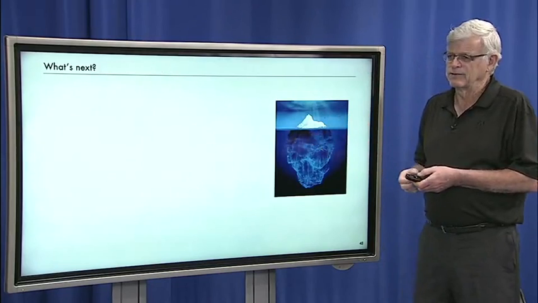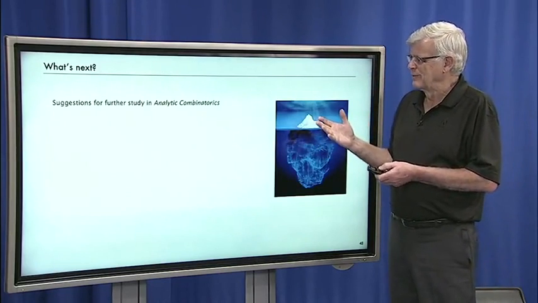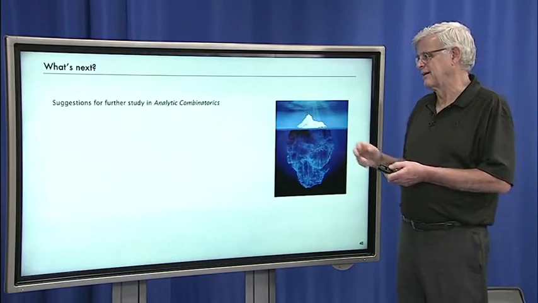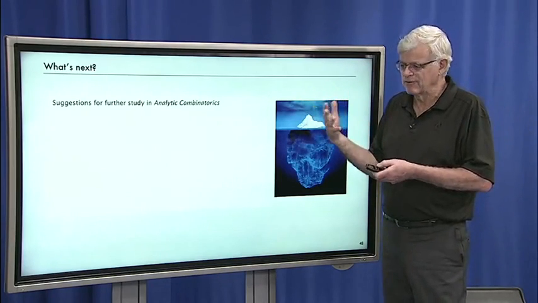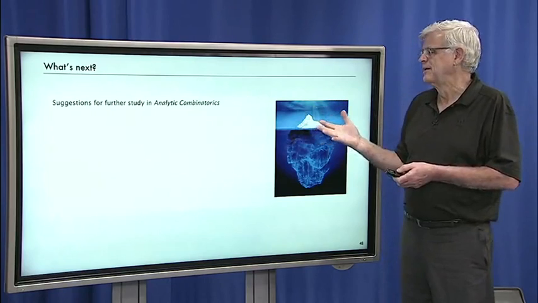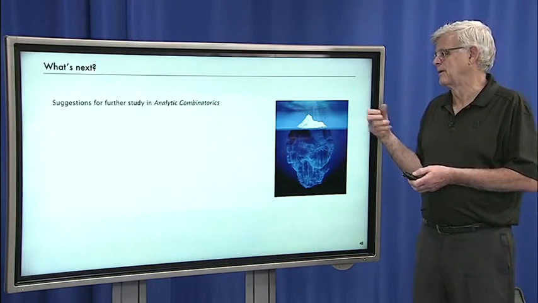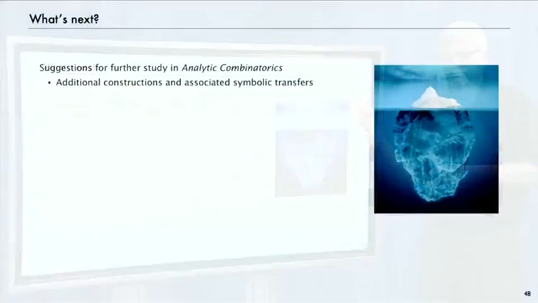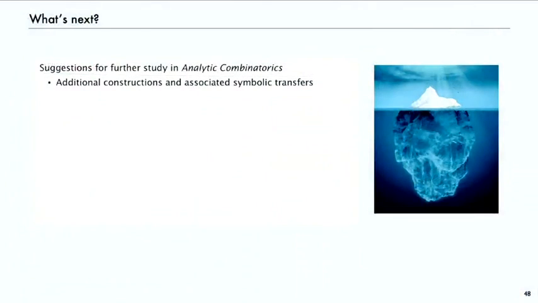So then the question is, what's next? We've only really looked at the tip of the iceberg, and this is an introduction to analytic combinatorics. And there's quite a bit more in the book and in the research literature for further study. So we only covered the basic constructions, for example.